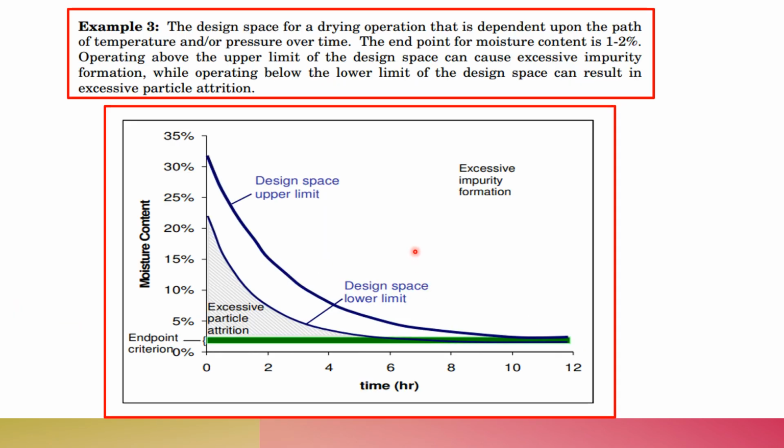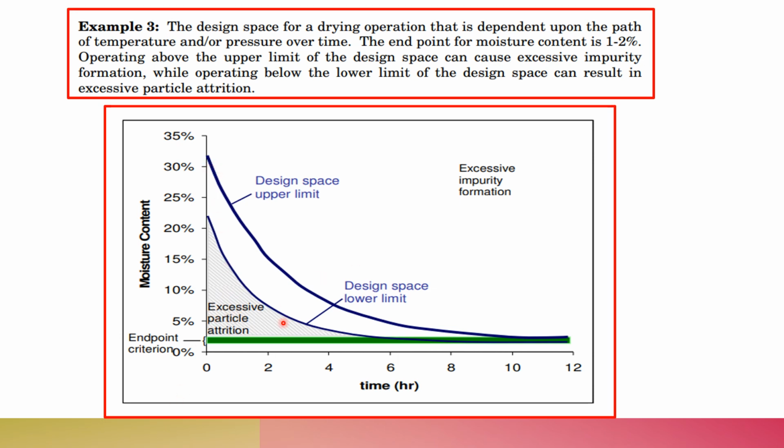And this is one more example given in the guideline. Here they are showing the upper limit and lower limit of the design space. In this case they are drying a particular product, a drying operation, and this is the drying path, and the end point of the moisture content is 1-2%. There are two cases. If you are operating above the design space, then excessive impurity is formed. If you are operating below the design space, then excessive particle attrition is formed.